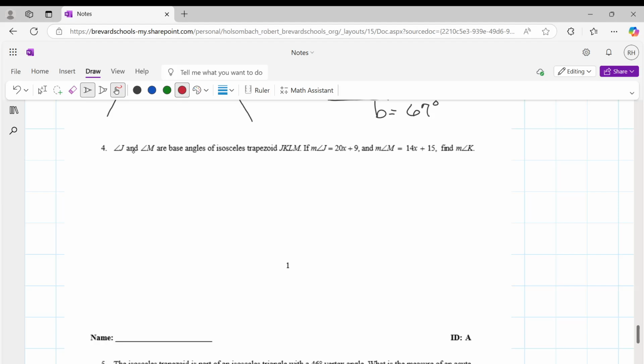All right, problem number 4. J and M are base angles of an isosceles trapezoid. So if we draw an isosceles trapezoid, all right, the top is parallel to the bottom. Now, in an isosceles trapezoid, the non-parallel sides are congruent. And in an isosceles trapezoid, base angles are congruent.